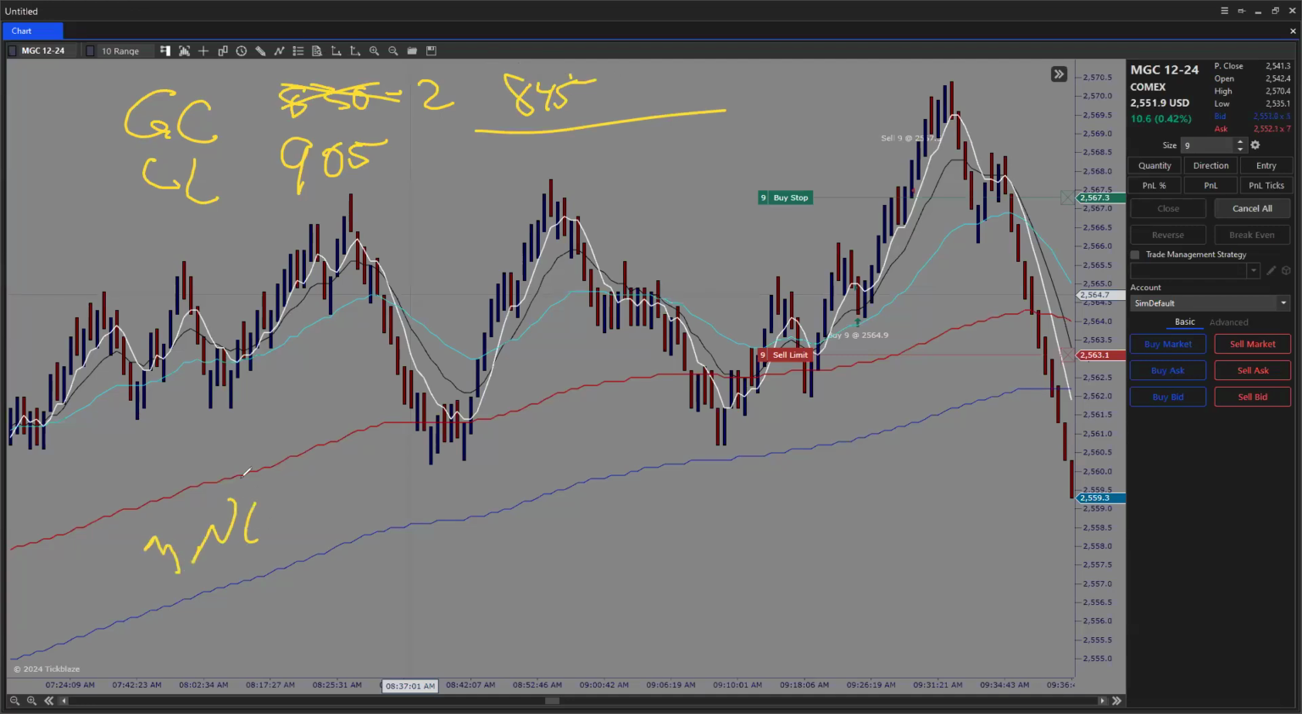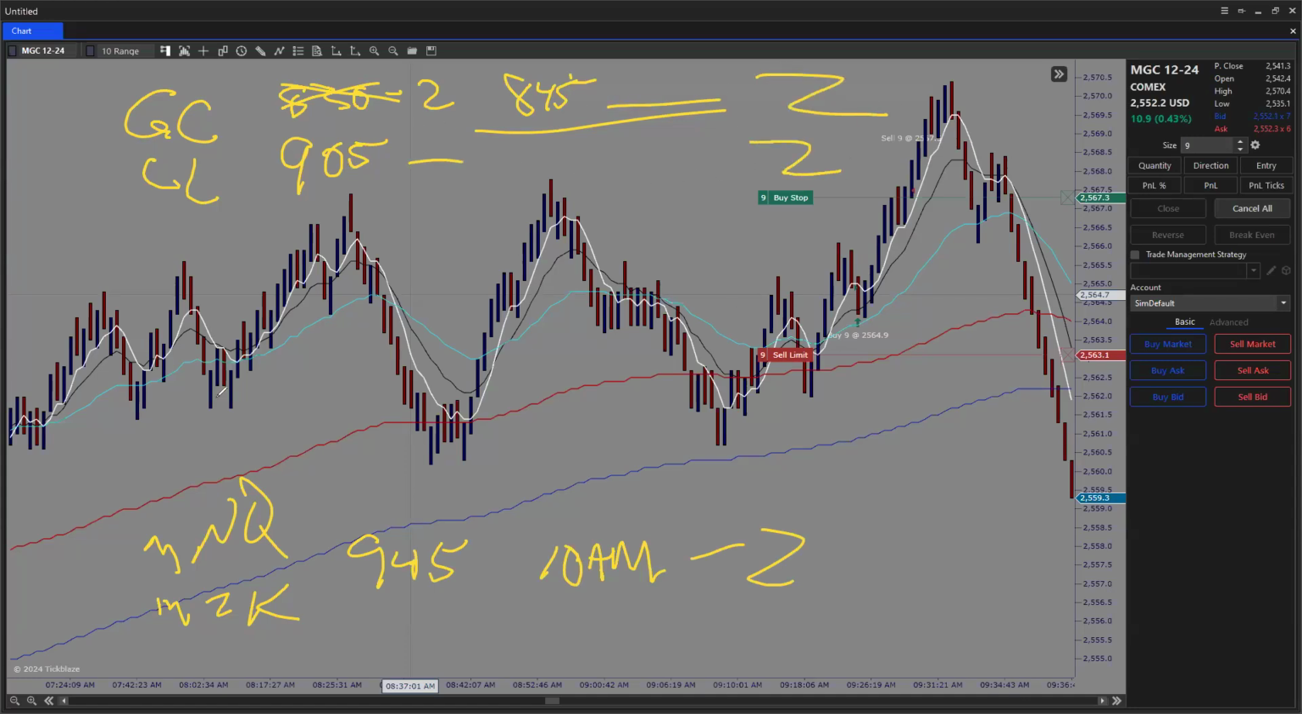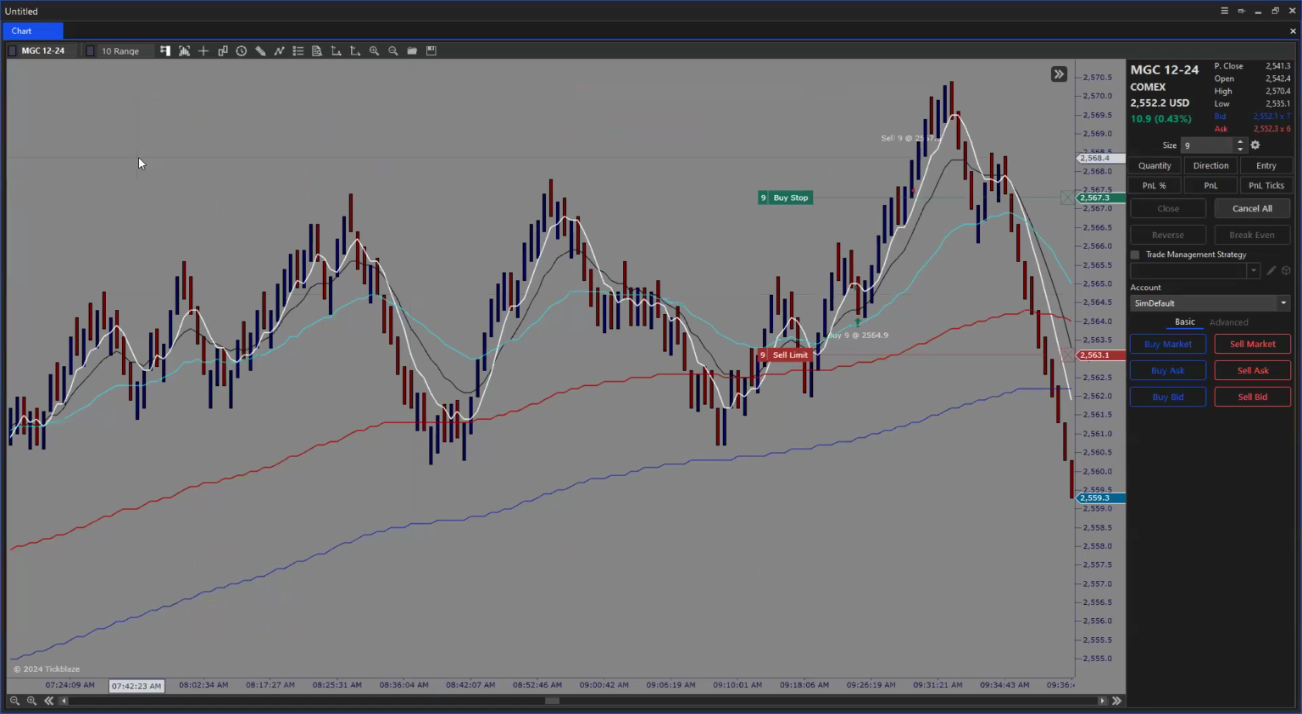MNQ, M2K, those are going to be 9:45 minimum. 10 o'clock is preferred, 10 to 2. Everything else, 8:45 to 2, 8:30 to 2, 9 to 2. Those are your market hours. That's the way I tested it, and that's the way you're going to get the best results.